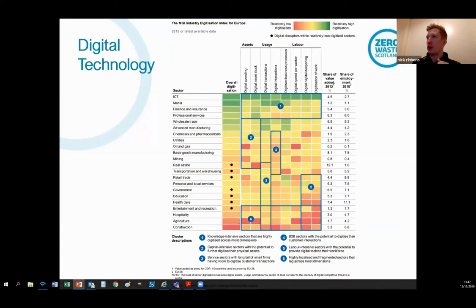Also, this is from the Digitization Index from McKinsey. I think this was a slide that I saw ages ago at a presentation at the Construction Scotland Innovation Centre, so I hope it wasn't in your presentation, Lucy, but I have pinched this. What it basically says, if you look at the bottom, is that construction is the least digitally literate sector. Actually, they've taken it out, but there used to be one sector below that, which was hunting and fishing, and they've taken that out, so construction comes dead last.